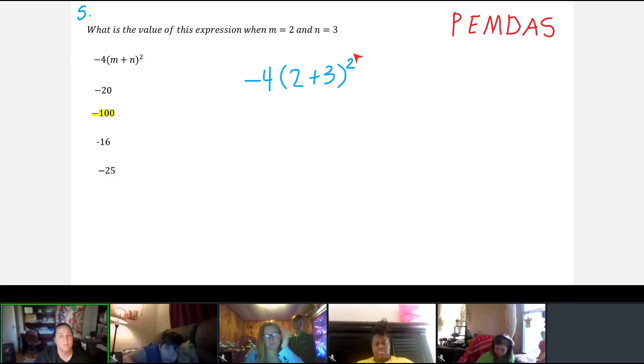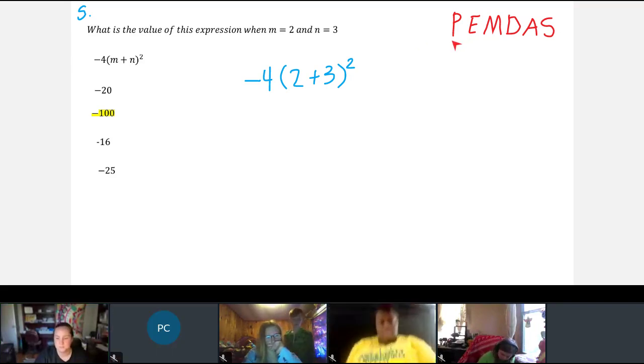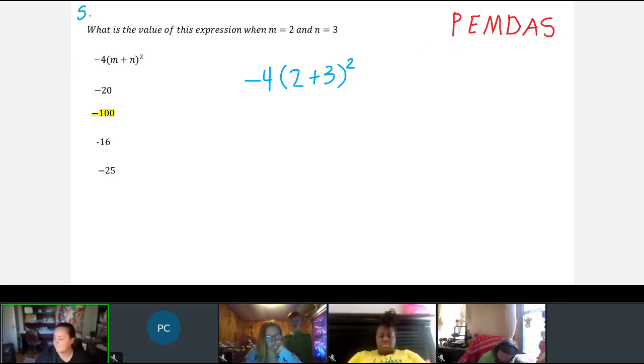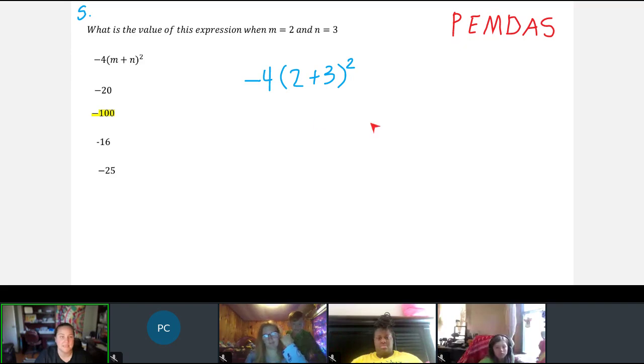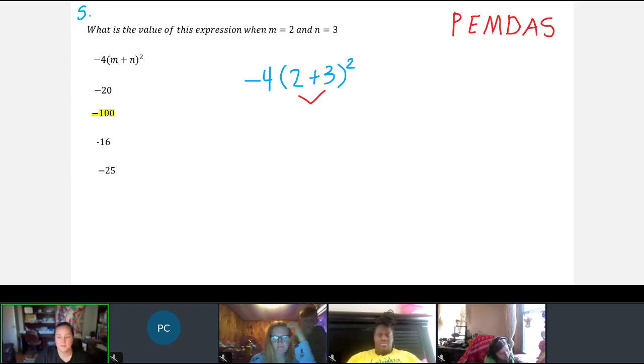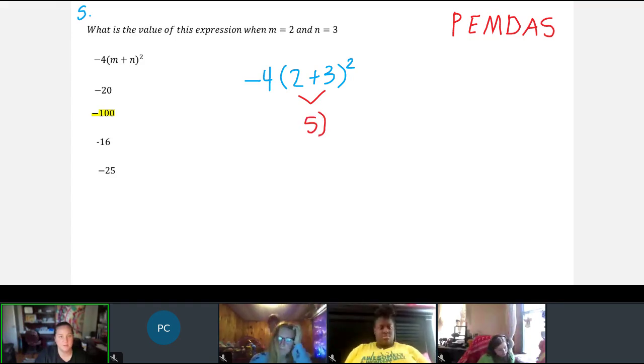So if we're following order of operations, what comes first? What do we need to do first? What's that P stand for? Parentheses. So we've got 2 plus 3 inside the parentheses. So that's what we're going to do first. You could have just put P. So 2 plus 3 is what? Very good. 5. We keep that inside the parentheses and copy the rest of our problem.